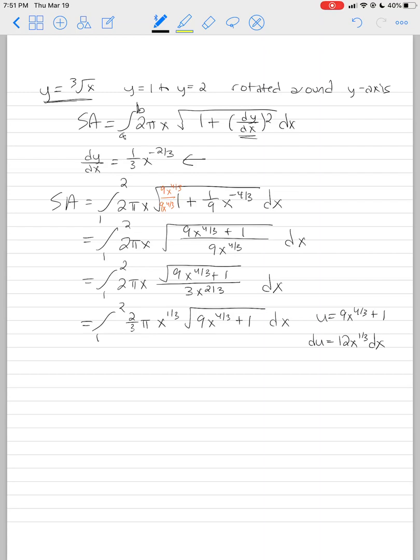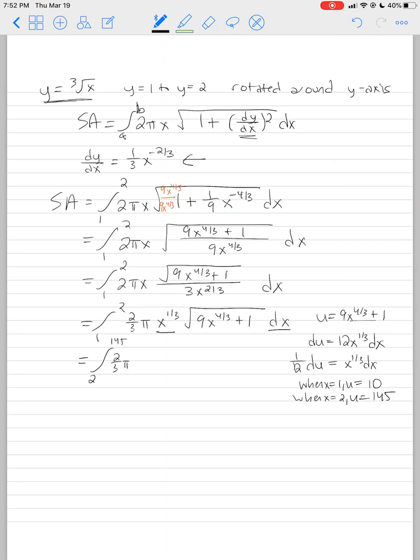All right. It's just easier for me to move the 12 over entirely because I have the x to the 1/3 in the dx. It is a definite integral, so when x equals 1, u will be 9 plus 1 gives me 10. When x equals 2, okay, u will be 145. I had a little help on that one from the calculator. So this integral turns into the integral from 2 to 145.